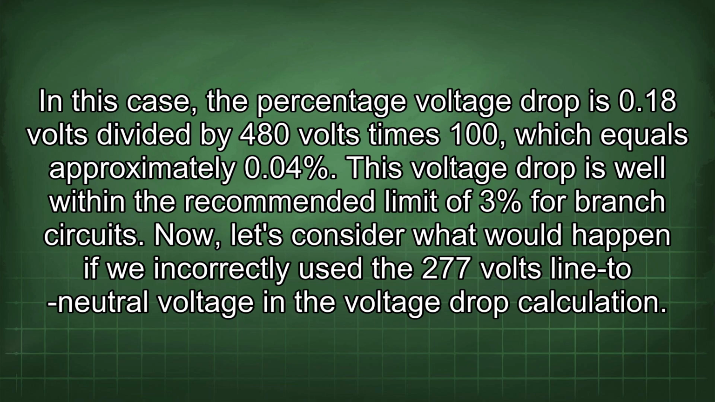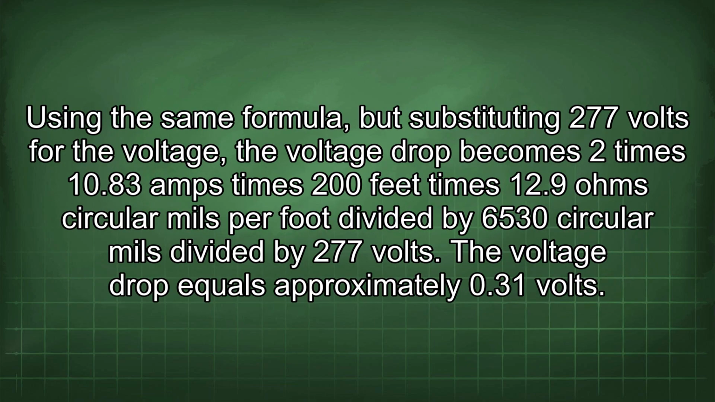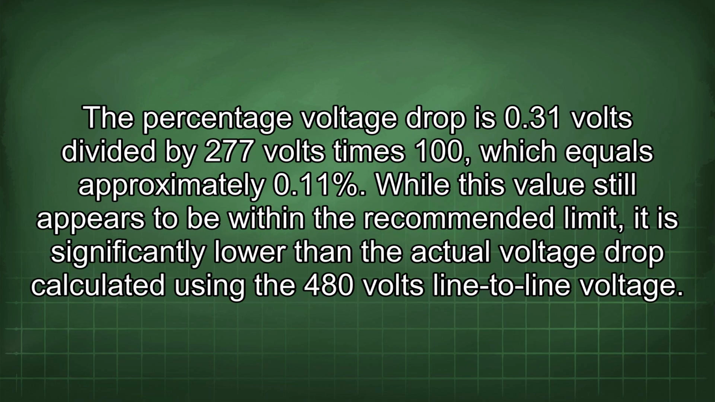Now let's consider what would happen if we incorrectly use the 277 volts line-to-neutral voltage in the voltage drop calculation. Using the same formula, but substituting 277 volts, the voltage drop becomes 2 times 10.83 amps times 200 feet times 12.9 ohms circular mils per foot divided by 6,530 circular mils, divided by 277 volts. The voltage drop equals approximately 0.31 volts. The percentage voltage drop is 0.31 volts divided by 277 volts times 100, which equals approximately 0.11%.